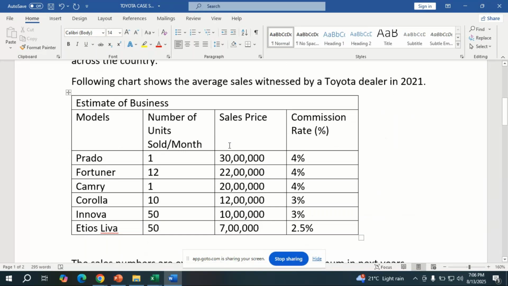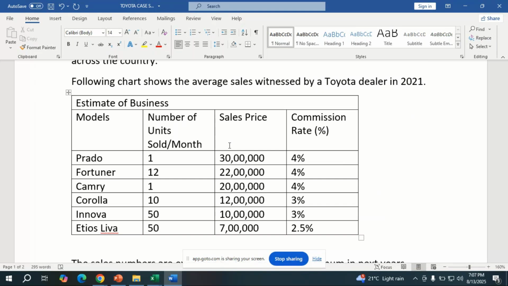Now, what are the models the Toyota company is into? There is Prado, Fortuner, Camry, Corolla, Innova, and Etios Liva. And per month, how many units were sold? One unit of Prado was sold at a price of 30 lakhs, with a commission rate of 4%. Fortuner, 12 units were sold, priced at 22 lakh per unit, with a commission of 4%. Camry, again 1 unit was sold, priced at 20 lakhs, with a commission of 4%.